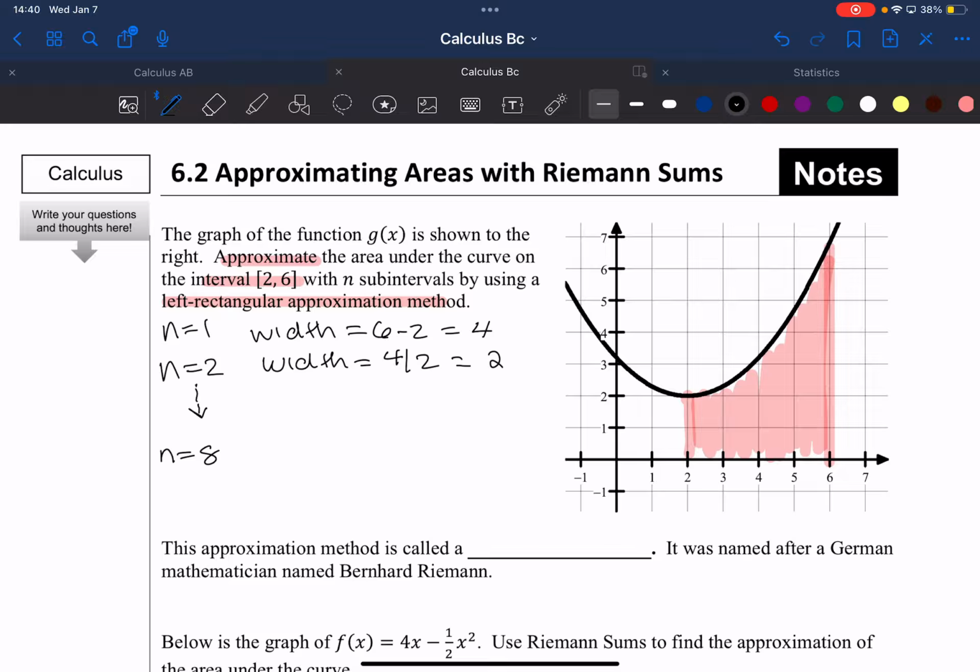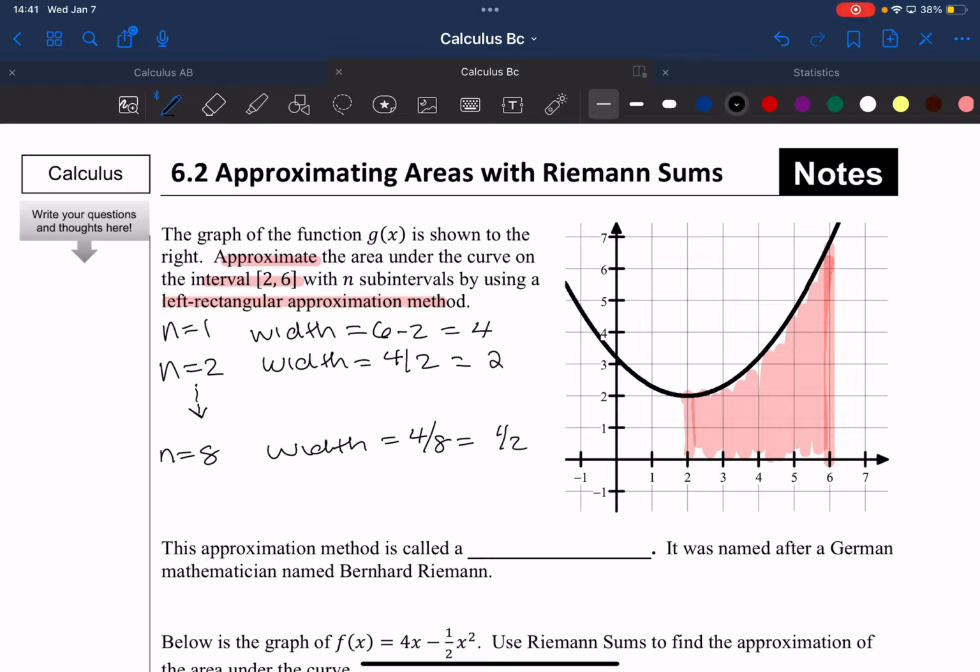So if I continue that process, I still have the width that's going to be 4 on the numerator. But now I'm dividing by what? 8. So now my width becomes 1/2, which means I'm going to create 8 rectangles with a width of half. Okay. As our n value is increasing, what is happening to the width? It's decreasing. So we're able to fit more rectangles into that space.